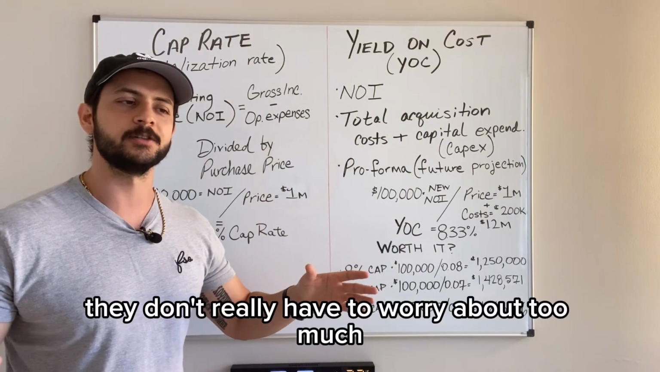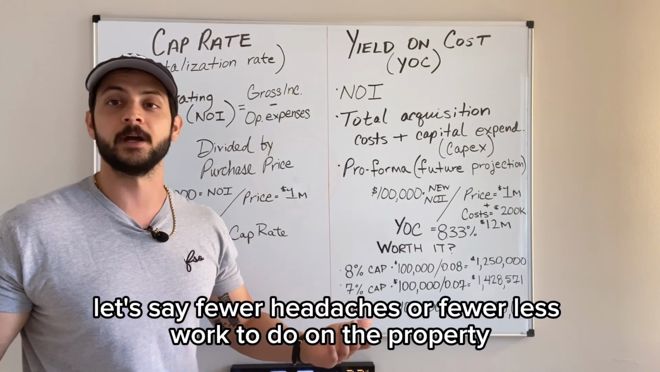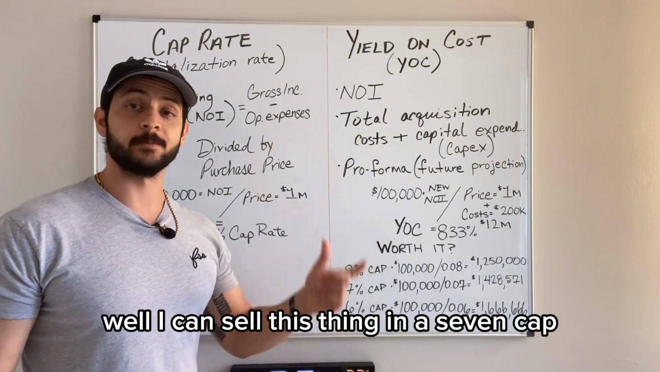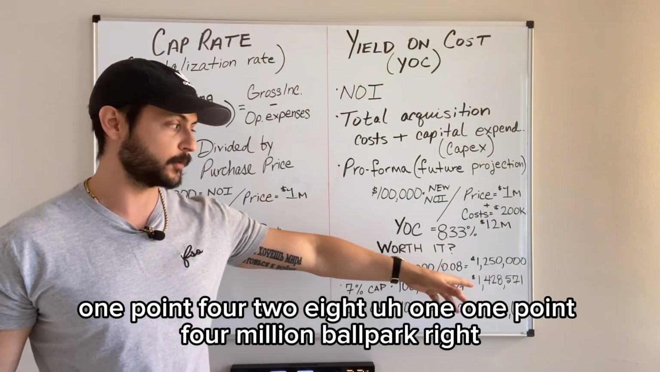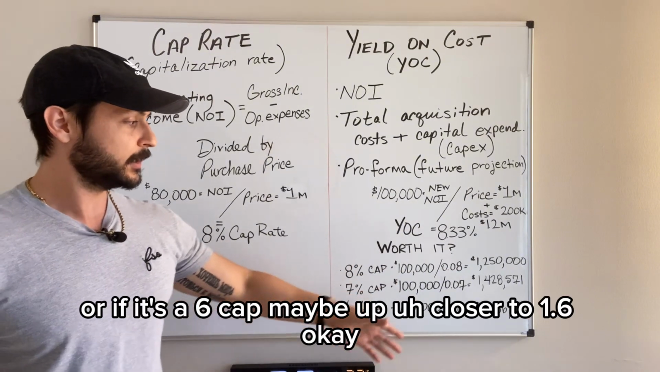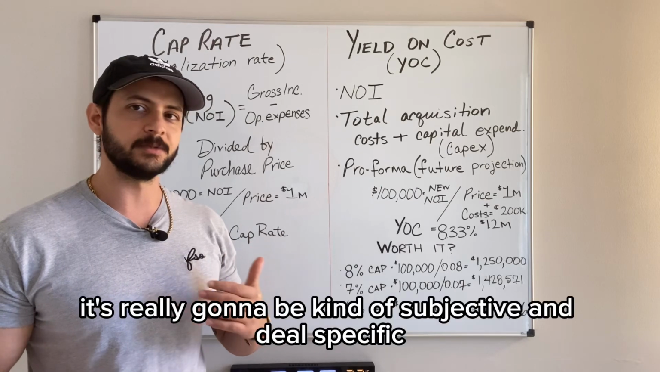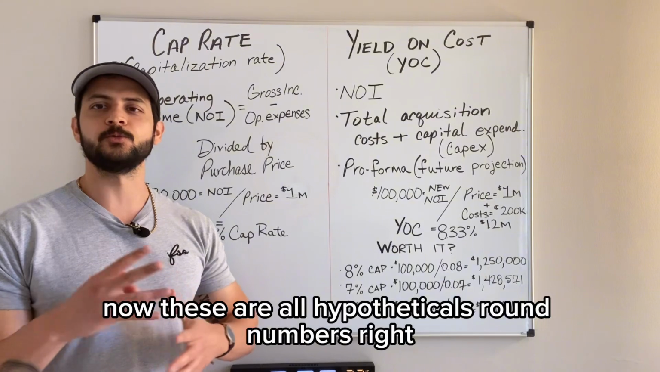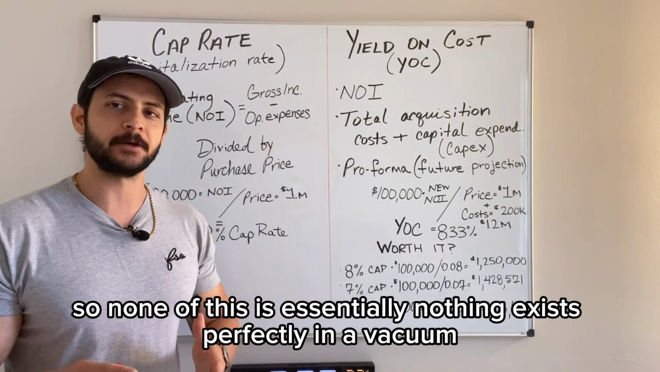They don't really have to worry about too much, because sometimes investors will pay a lower cap rate knowing that they're going to have, let's say, fewer headaches or less work to do on the property. So you say, all right, well, I can sell this thing at a 7 cap because I know it's a 7 cap market. Well, now your valuation's probably going to be a little closer to this figure here, 1.4 million ballpark, right? Or if it's a 6 cap, maybe up closer to 1.6, okay? So you can see it's really going to be subjective and deal specific and market specific. Now these are all hypotheticals, round numbers, right? Nothing exists perfectly in a vacuum.